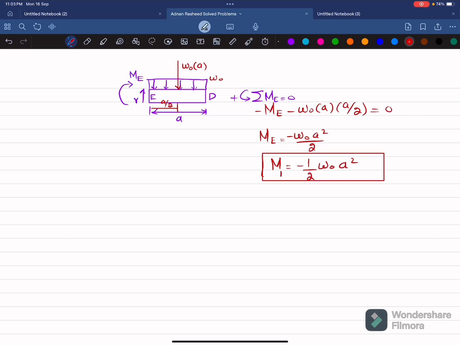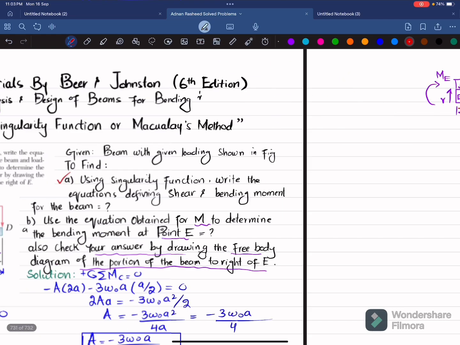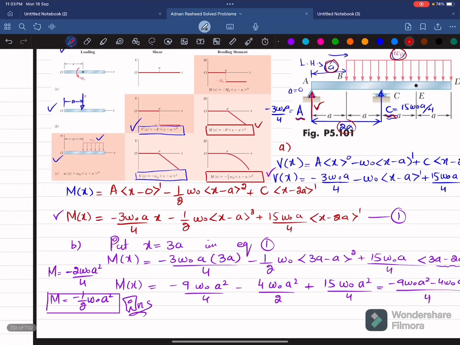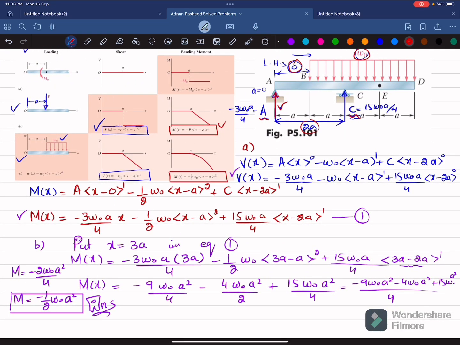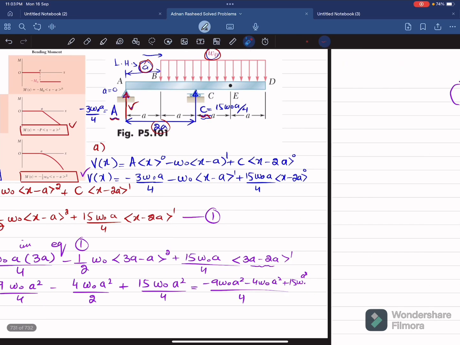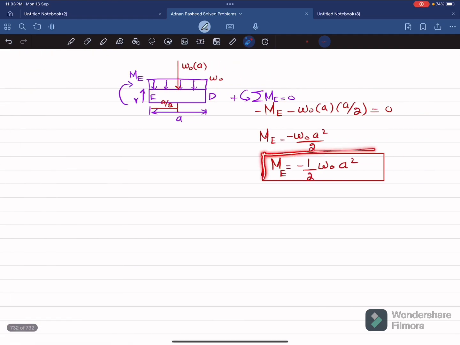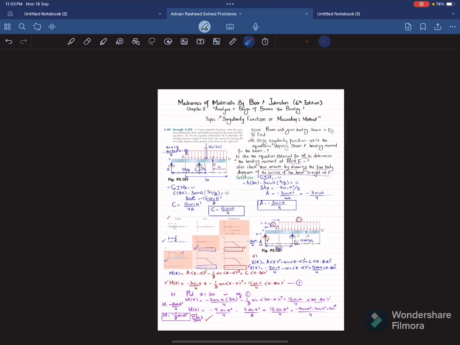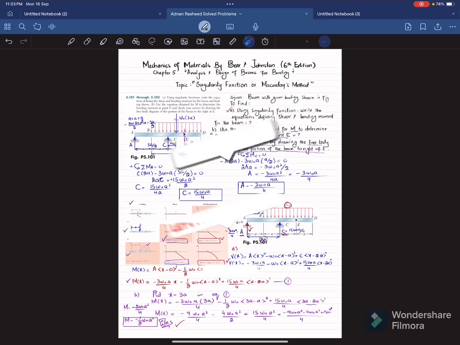And you can compare it with the moment about point E obtained from the moment equation using singularity function. So it is minus 1 over 2 W naught into A square. You can check it, clear. And this is also minus 1 over 2 W naught A square. So this was all about this problem 5.101.